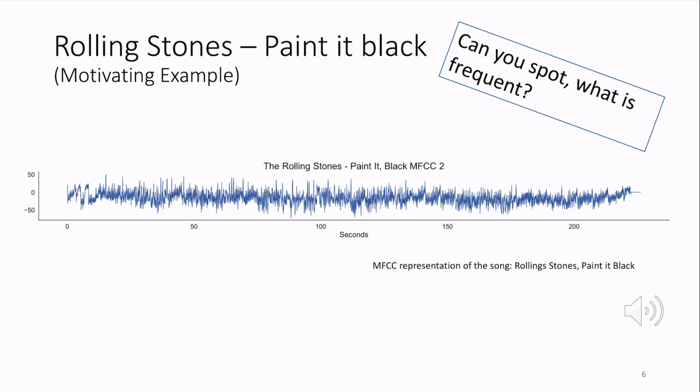Let's look at the motivating example. We're going to use the song Rolling Stones' Paint It Black. If we look at the time series representation, it's the Mel frequency cepstrum coefficients of the song. Can you spot what is frequent within the song? Unfortunately, I cannot play it as I don't have the license.